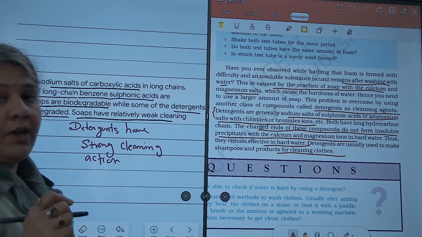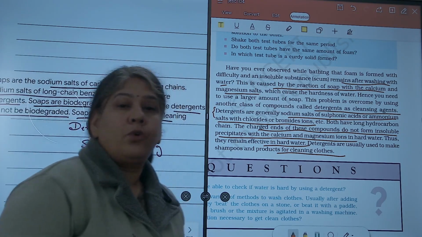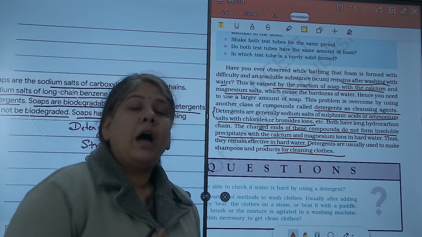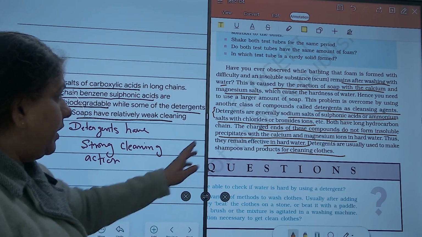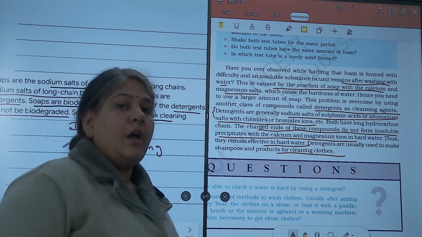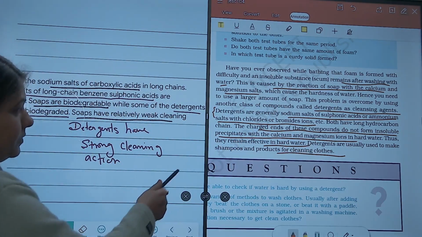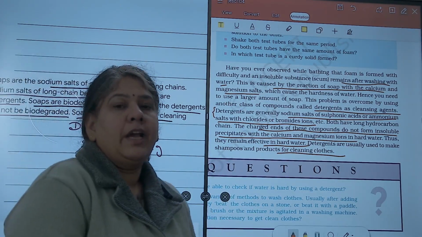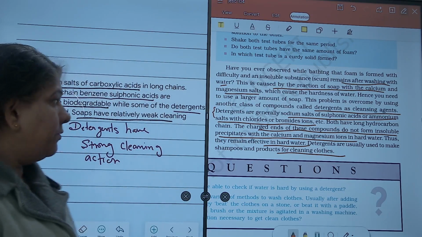Okay, soaps will form lather with soft water, or you can write soaps do not form lather with hard water, whereas detergents form lather with hard water. Or they remain effective in hard water. That is, they have good cleaning action even in hard water.